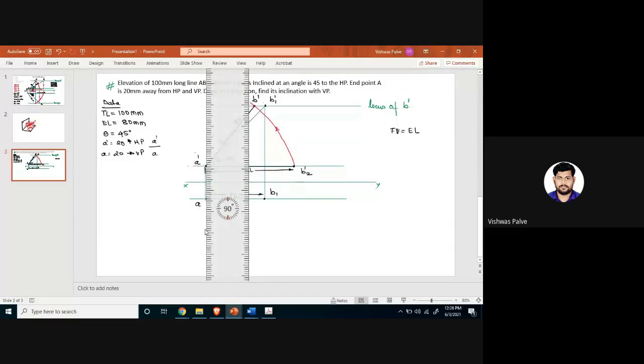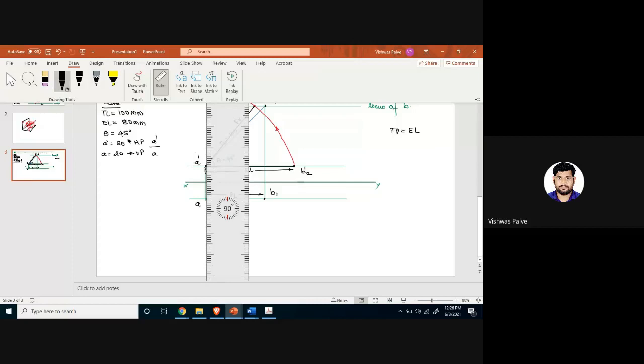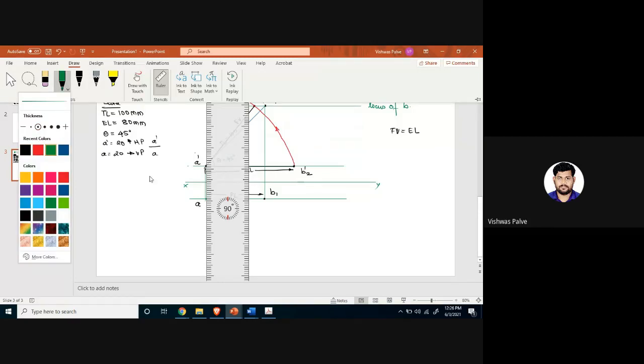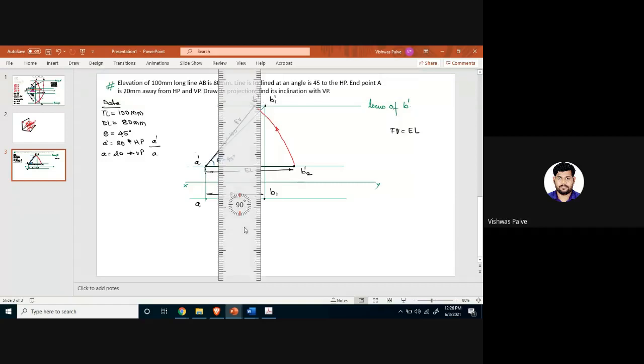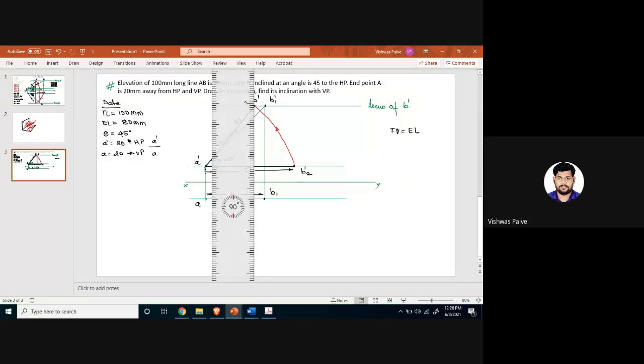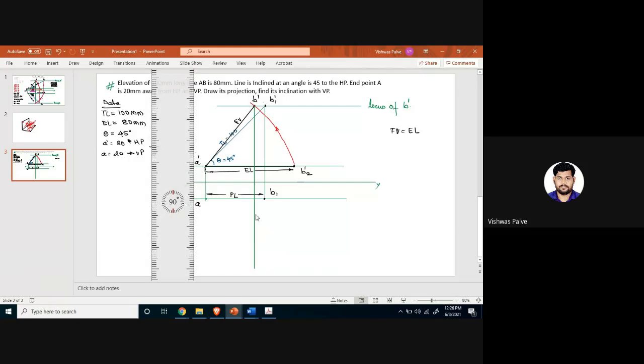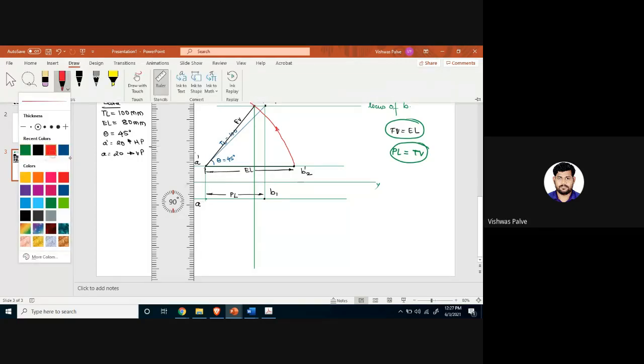Now if I want my point B, B dash and B will always be on one single line. So I will draw a vertical line from here. Somewhere on this line, point B will be there. And we know that plan length is always equal to top view length. This is with us, so I take a radius equal to plan length.